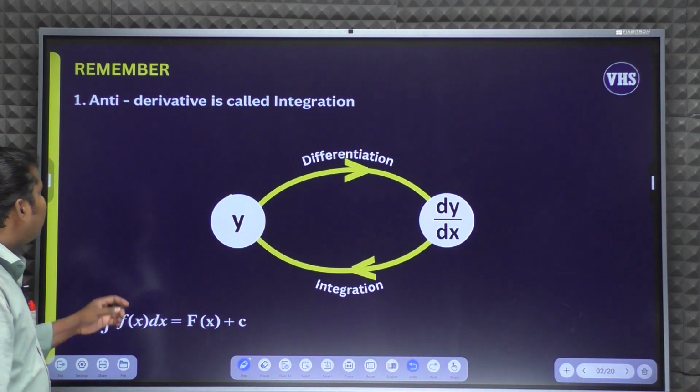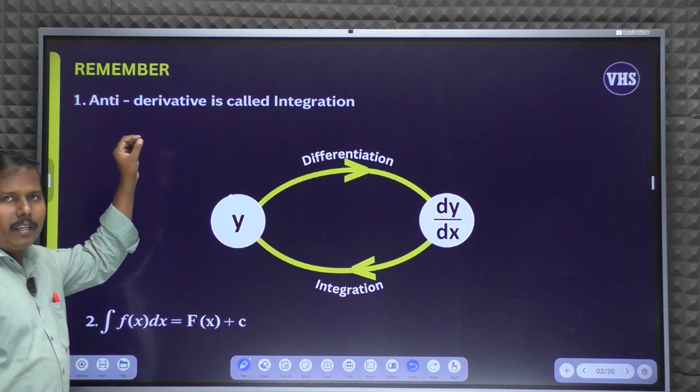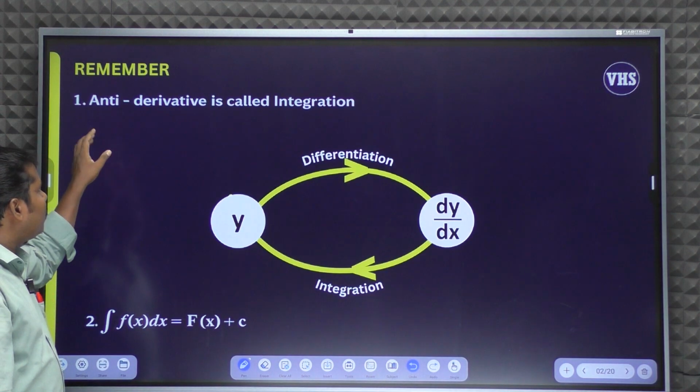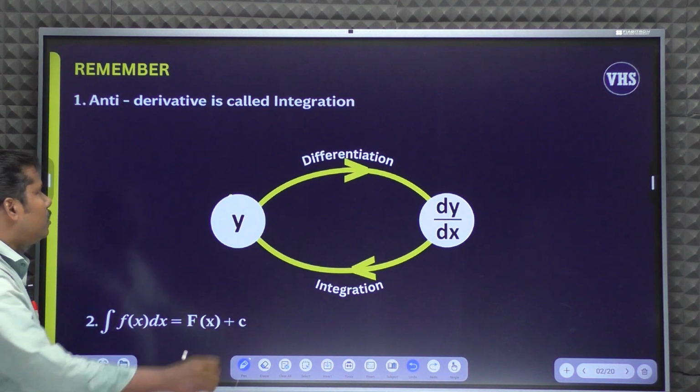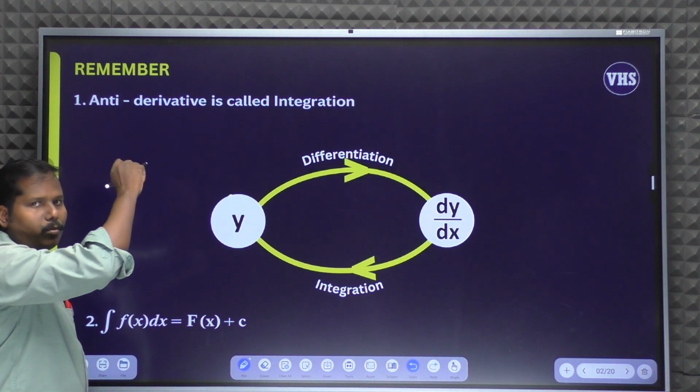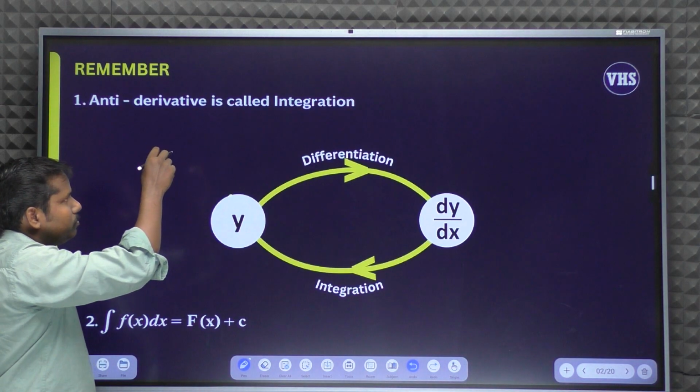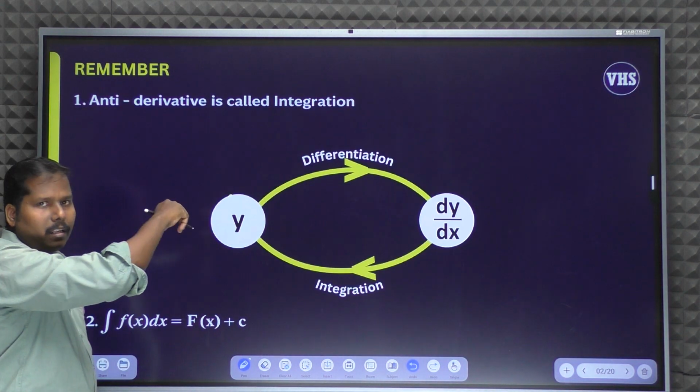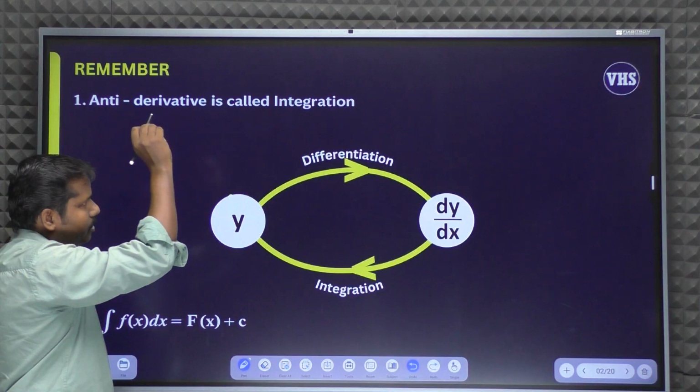Point number 1 is here. First, let us understand what is meant by integration. Integration is nothing but antiderivative. That is, in 11th standard, in chapter 10, you could have studied a derivative. The process against the derivative is called integration.